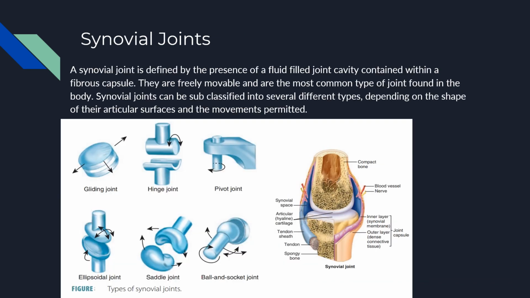Synovial joints. A synovial joint is defined by the presence of a fluid-filled joint cavity contained within a fibrous capsule. They are freely movable and are the most common type of joint found in the body. Synovial joints can be subclassified into several different types depending on the shape of their articular surfaces and the movements permitted.